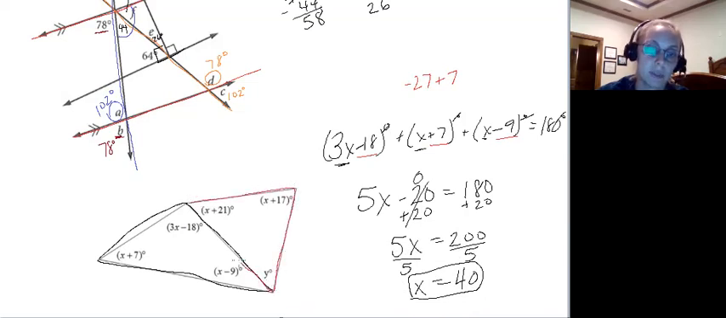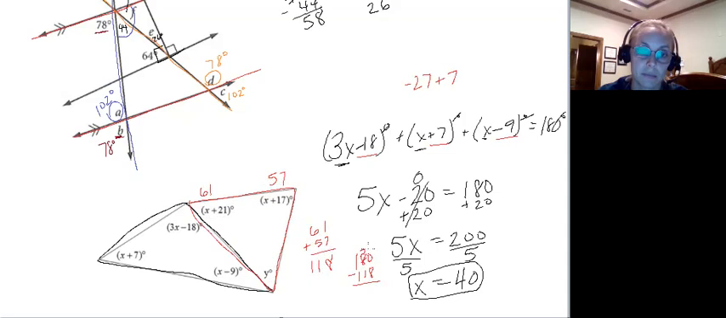Now we're almost done, except we need to do this other triangle because there's one little y in this one. You could write them all out and set them equal to 180 and then put the 40 in, or you could put the 40 in right here. So 40 plus 21 is 61. 40 plus 17 is 57. So 61 plus 57 gives me 118. So 180 minus 118 is what y will be. So 62 for y.